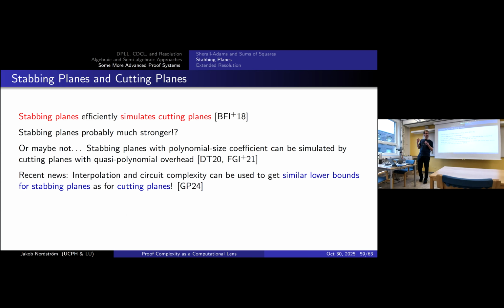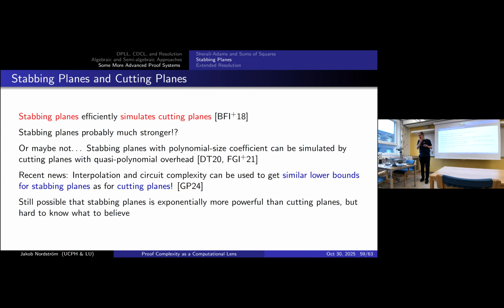Also, it turns out that these slightly weird interpolation-based lower bound techniques that you can do for cutting planes also work for stabbing planes. So now we're almost at a setting where, well, we don't really know, but all the lower bounds we have for cutting planes, which aren't too many, but some, sort of carry over to stabbing planes. And we have a semi-efficient simulation.